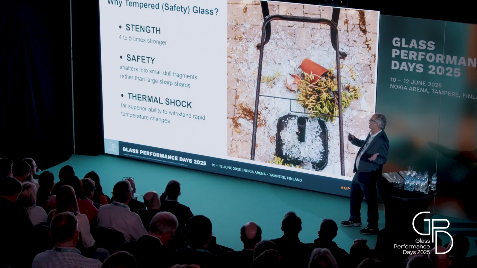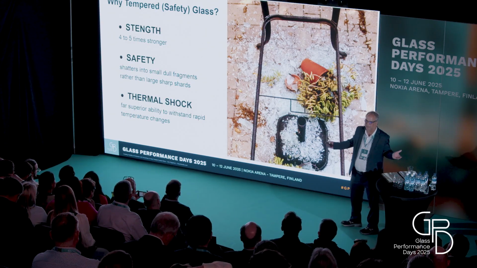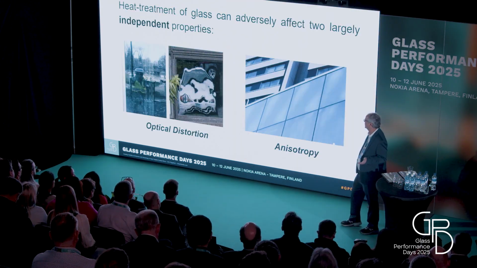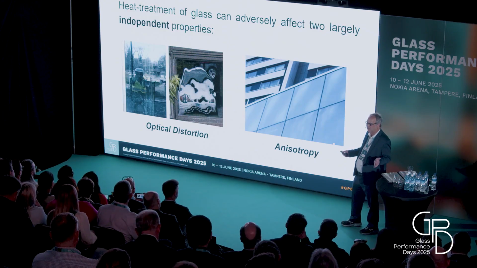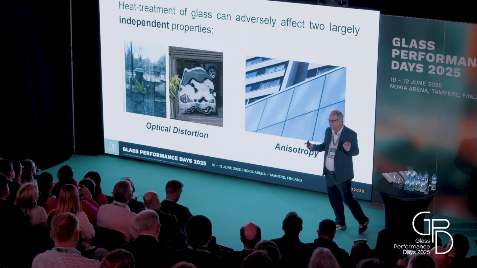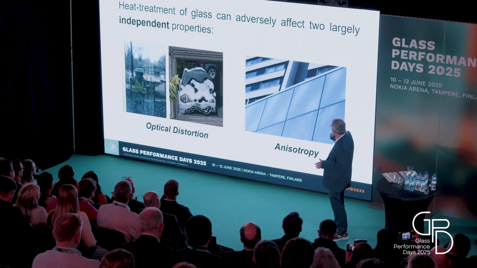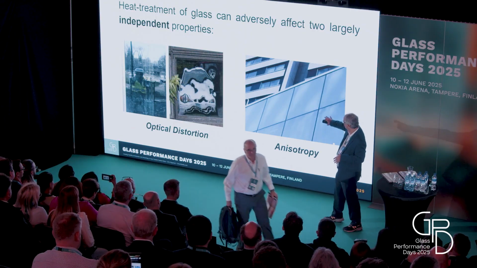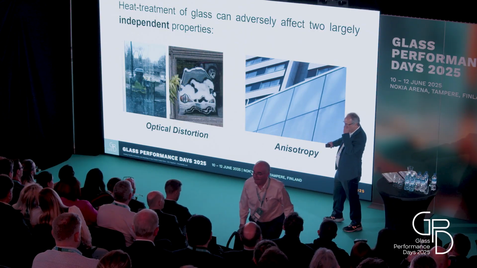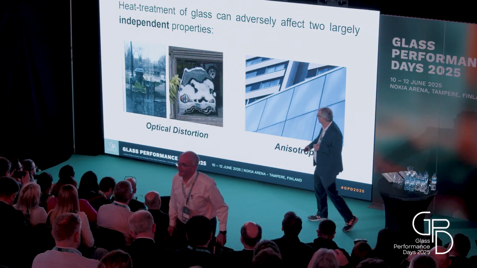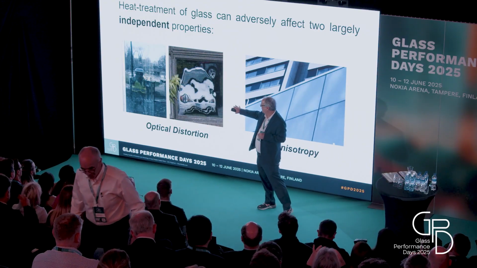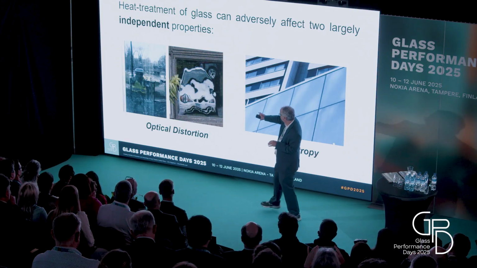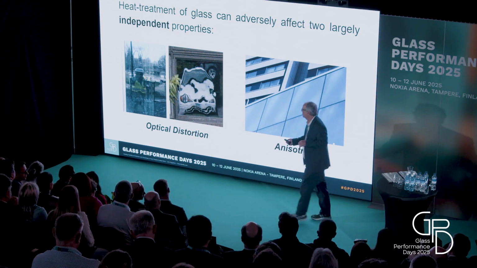And of course, why tempered glass? We all know this. We're in a tempered symposium: strength, safety, thermal shock. You want small pieces of glass. And two of the problems we often see in tempered glass are two independent properties. Anisotropy, these ghostly light and dark images we see on glass when there's polarized light available, and what we call optical distortion, which is reflected distortion, when the glass is treated like a mirror and it's not flat. We see these objectionable patterns in reflection.